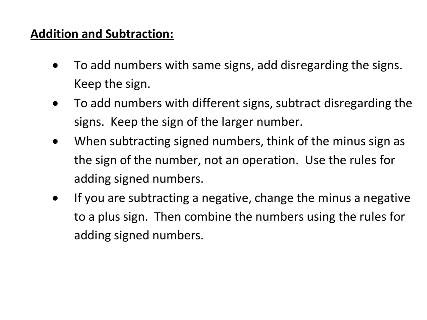To add numbers with different signs, we want to subtract, disregarding the signs, and keep the sign of the larger number. When subtracting signed numbers, you don't want to think of the minus as an operation. You want to think of it as the sign of the number. And then you want to use the rules for adding signed numbers in terms of are they same signs or different signs. Now, the one thing to keep in mind is when you are subtracting a negative, you want to change the minus a negative to a plus sign. Then again, combine the numbers using the rules for adding signed numbers.